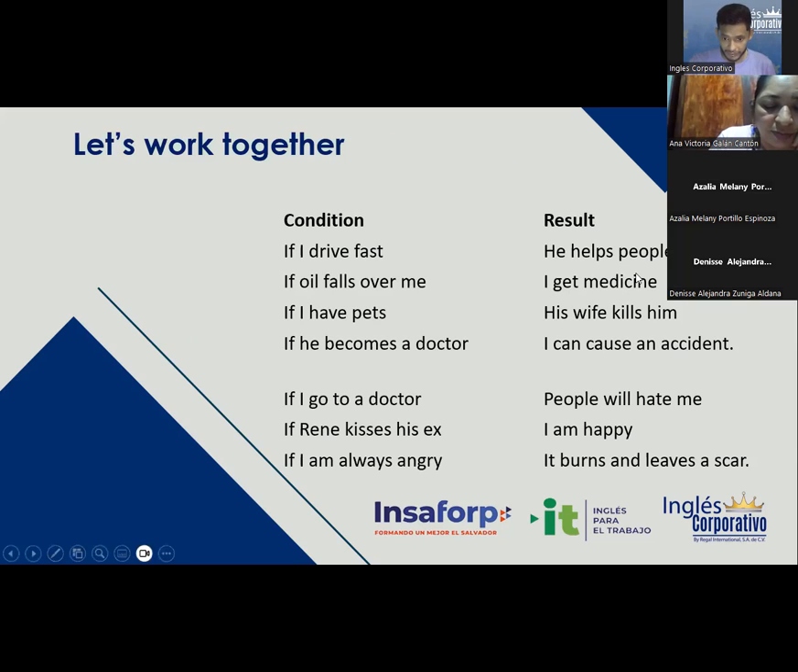Veamos. Okay, tenemos acá otra actividad y dice, let's work together. Tenemos la condición, we have 7 conditions, and we have 7 results. People, let's match them. Dice el primero, vamos a ver, el primero. Let's do the first one.